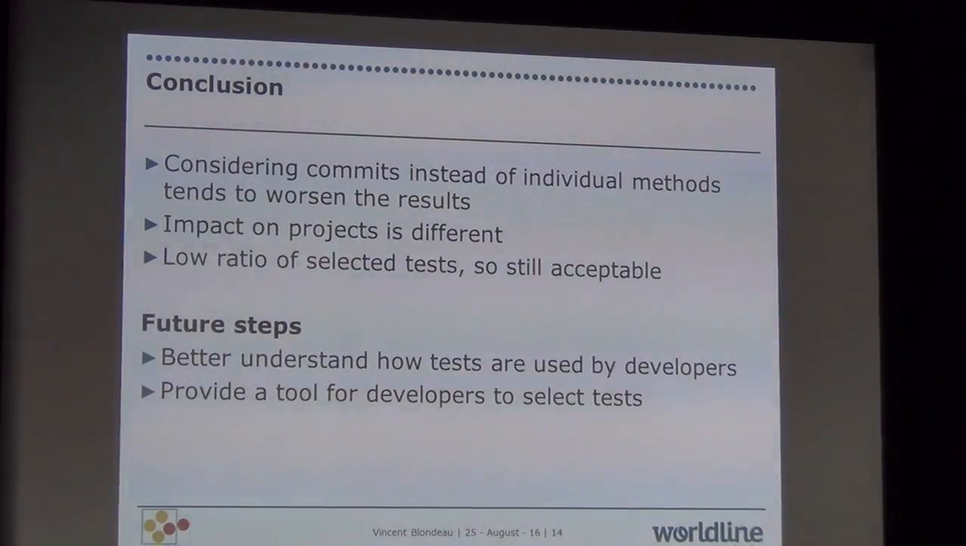So to conclude, considering commits instead of individual methods tends to worsen the result, and there is a different impact on each project. But we have a low ratio of selected tests, so it can be considered acceptable. For the future step of the experiment, we want to better understand how tests are launched by the developers and to provide them a tool integrated in their IDE to select the tests and ensure a better quality of their software.